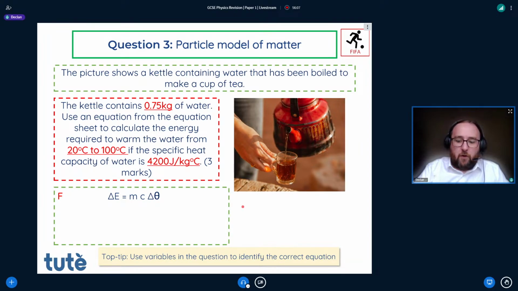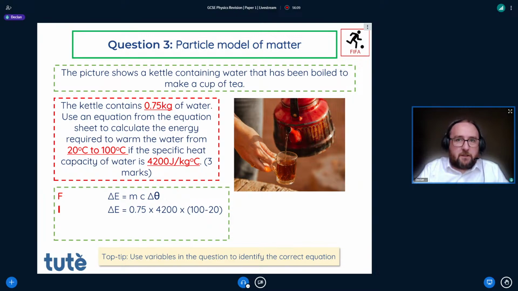So F for formula. Next, we're inserting those numbers into the equation. So 0.75 multiplied by 4,200 multiplied by our change in temperature. Remember, whenever you see this delta sign, it means change in.